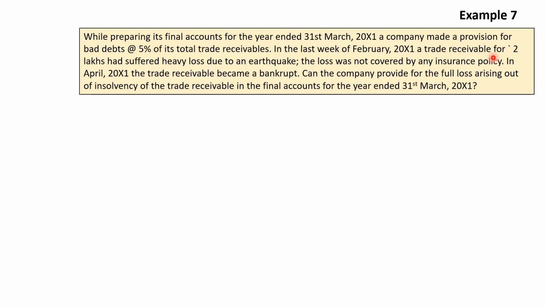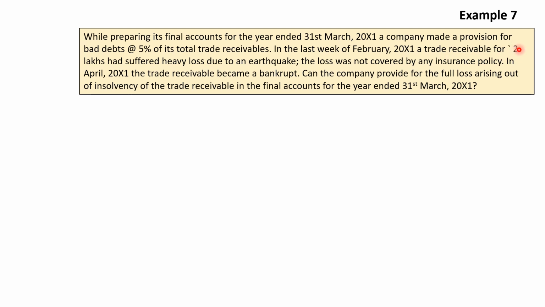And up to 31st March, he was still trying to find out ways of paying. In February, he suffered the earthquake. So in February, we were aware that this debtor of rupees 2 lakh may or may not pay. Up to 31st March, he did not declare anything. In April, he declared bankruptcy. So now the question is, should we continue with our usual method of creating an RDD at the rate of 5% on total debtors, or should we consider full RDD to be created on the debtor of rupees 2 lakh?